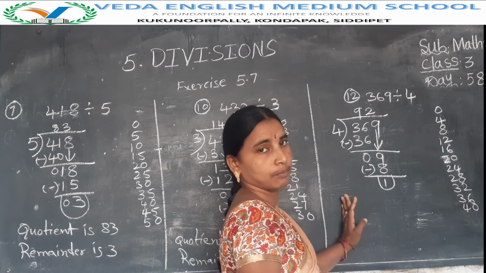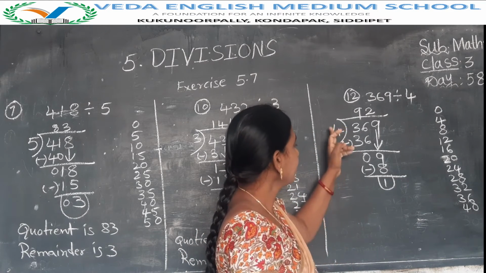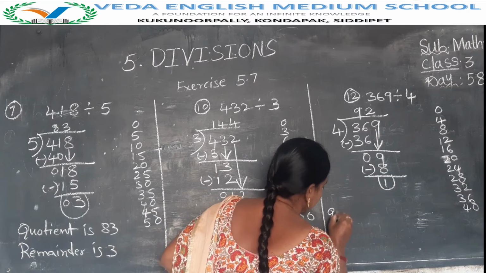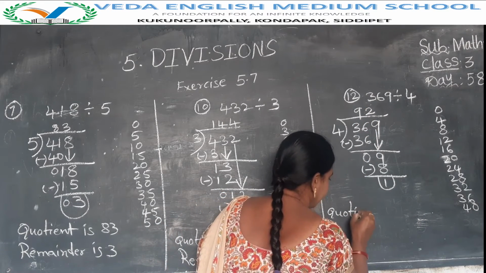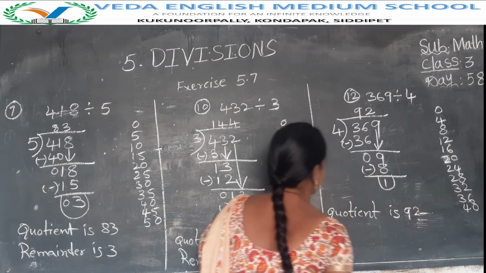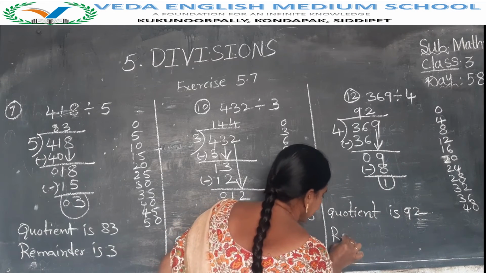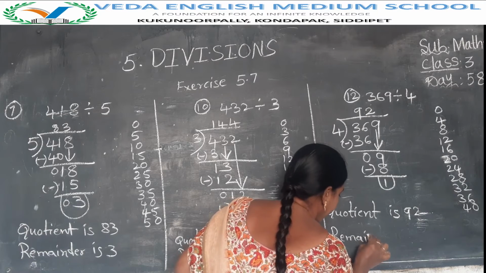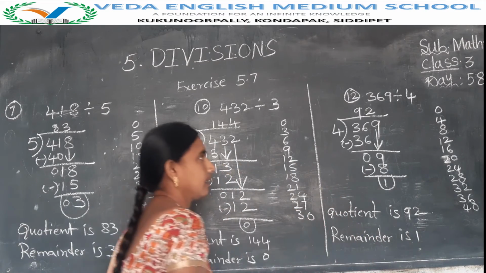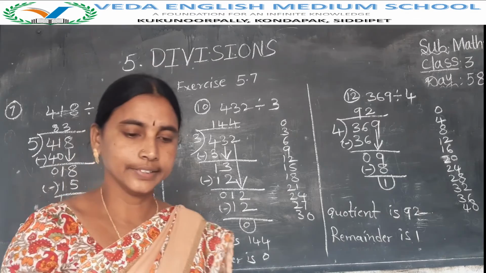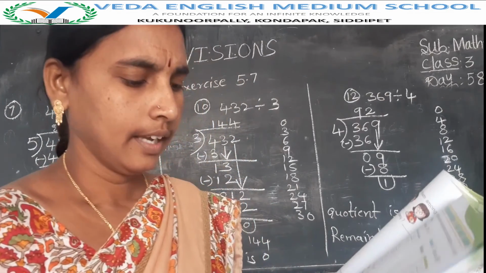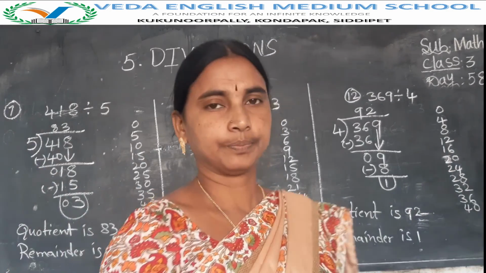So the problem is completed. See Nana, the quotient is 92. Write here, quotient is 92. Remainder is 1. Okay, children. Next, the 13th and 14th problems are your homework. Okay, now I will explain the 15th problem.